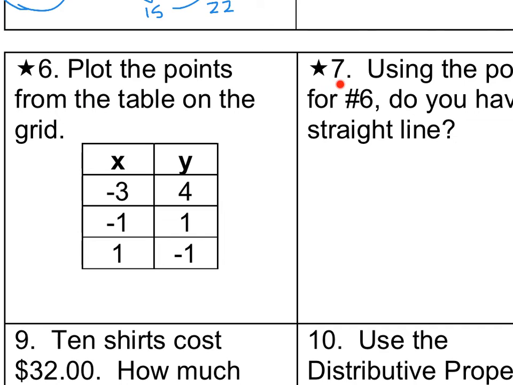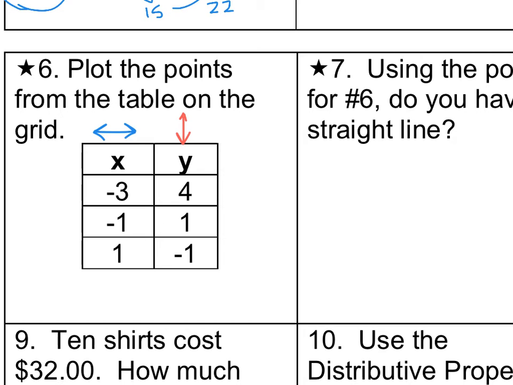So 6 and 7 are working together. We're going to plot our x coordinates, which, as a reminder, is our left and right coordinates, and our y is our up and down coordinates. Remember, x comes before y. So all of our x's, right, this will be left 3, left 1, right 1. This will be up 4, up 1, down 1. So let's see what that makes.